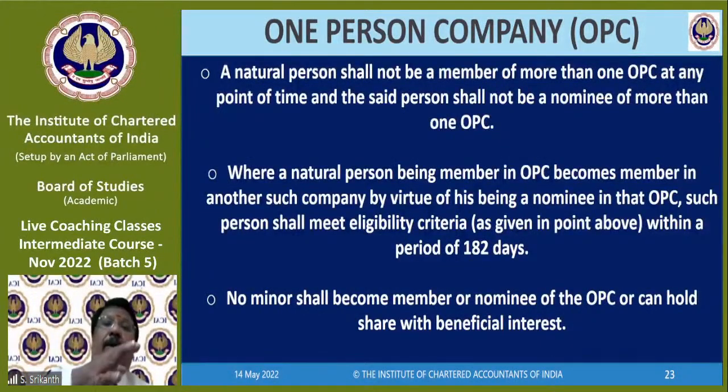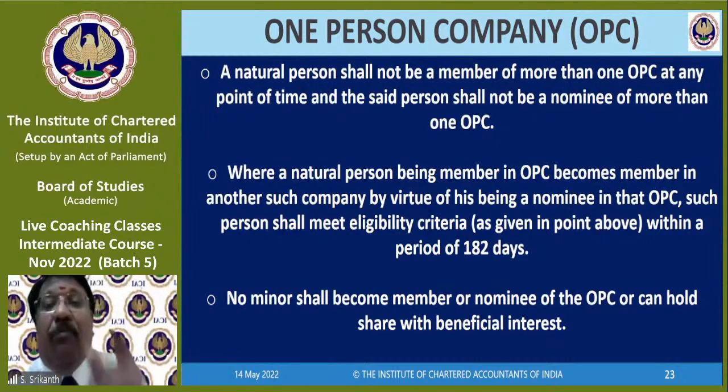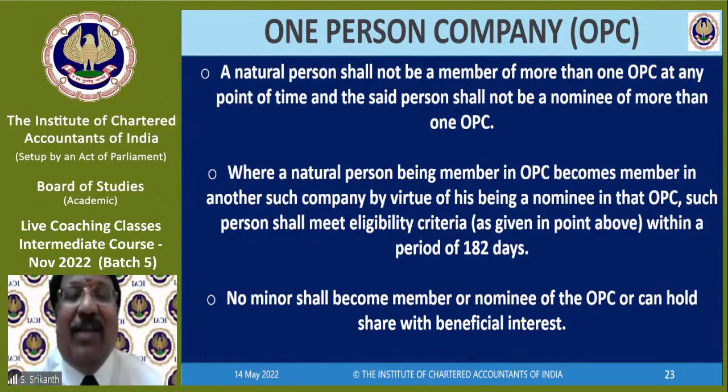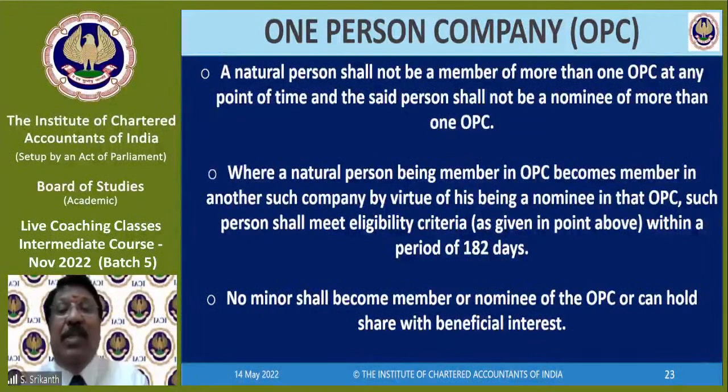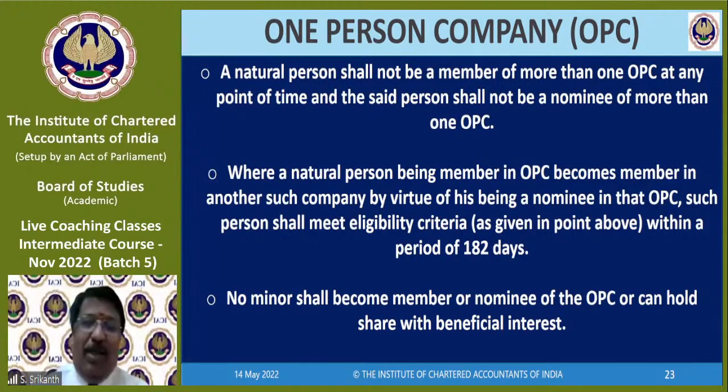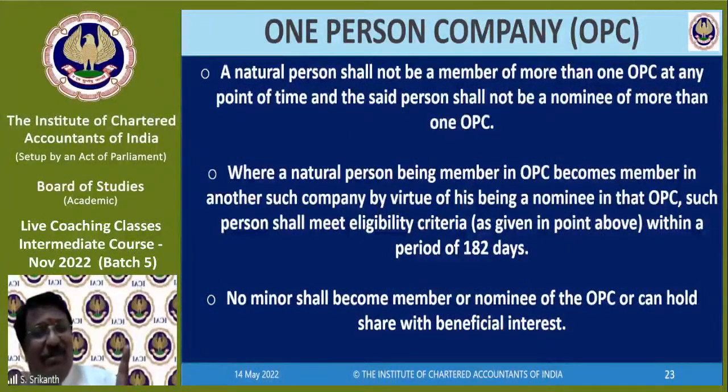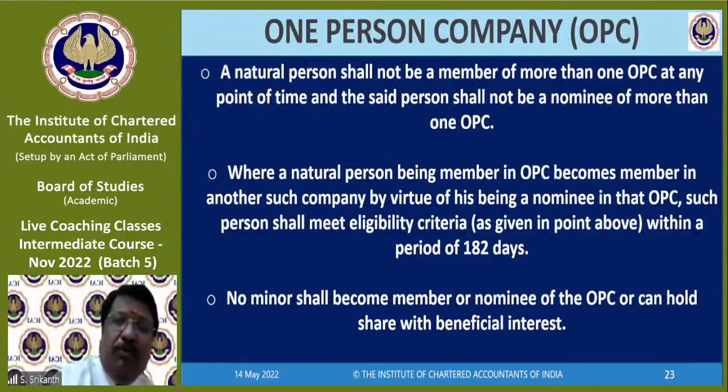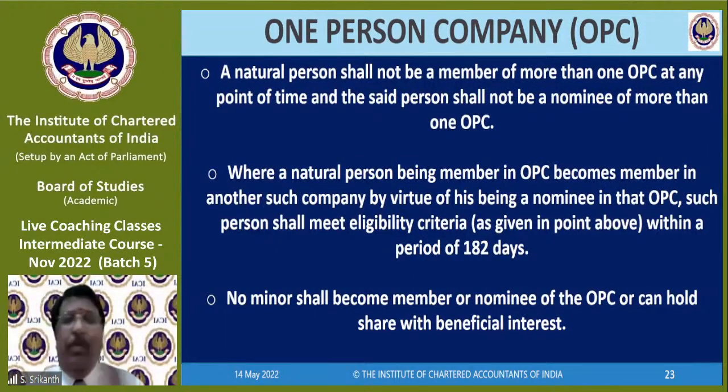Okay. A natural person shall not be a member of more than one OPC at any point of time, and the said person shall not be a nominee of more than one OPC. So, one OPC can have only one member. One person can be a member of only one OPC. Again, one person can be a nominee of only one OPC. He cannot be a nominee of more than one OPC, and cannot be a member of more than one OPC.